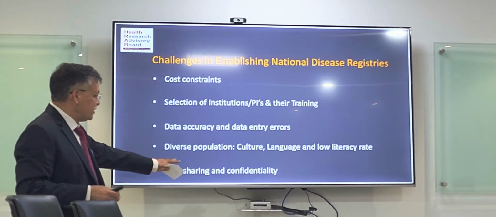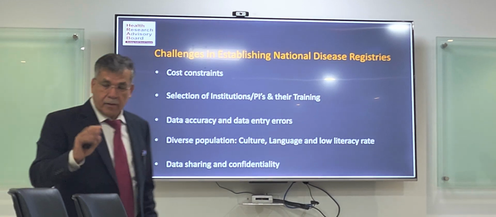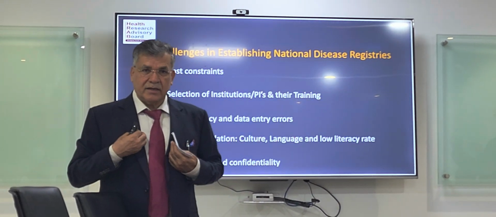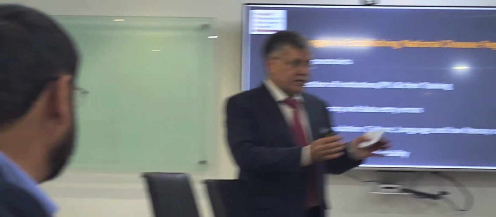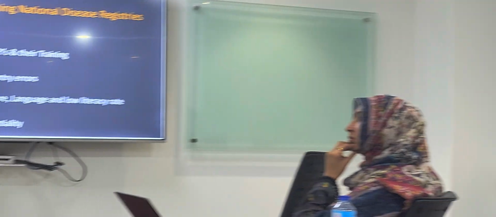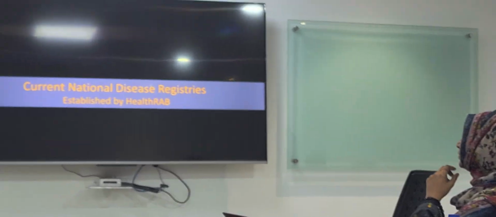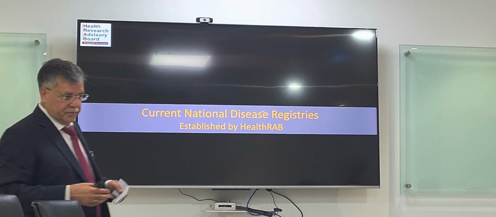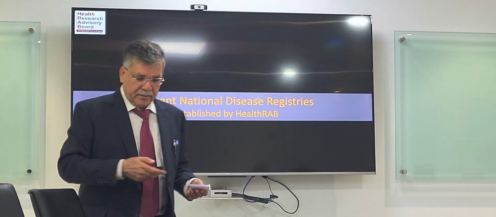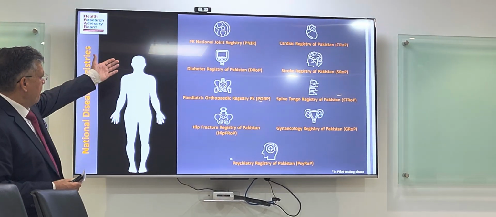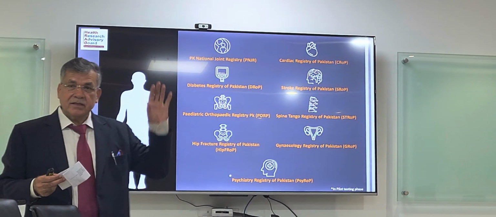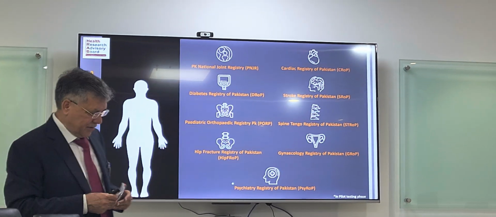And then data sharing and confidentiality is a real problem, because if we collect something, it is our responsibility to take care of its confidentiality. People talk because they don't understand the ethical aspect. So the current national disease registries in Pakistan, under the umbrella of the HealthRAB: first you can see the Pakistan National Joint Registry. That's very important, and this is a very mature registry.